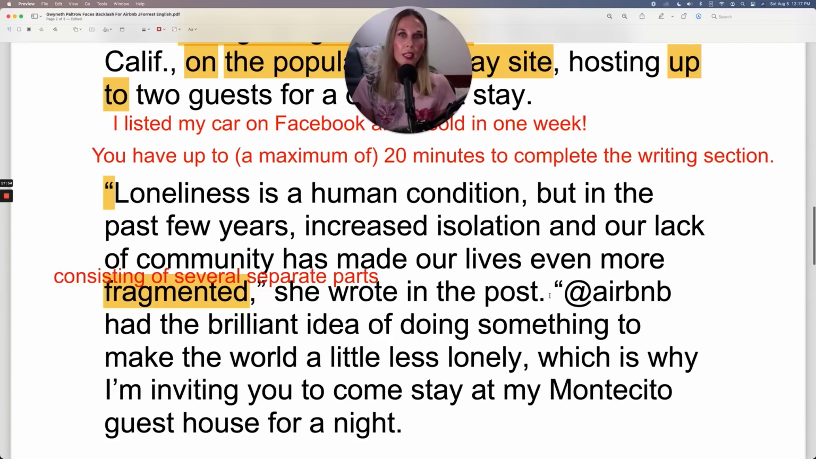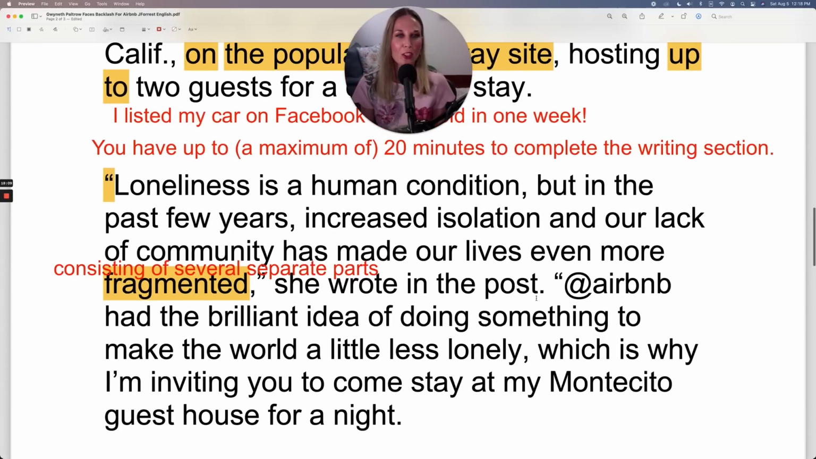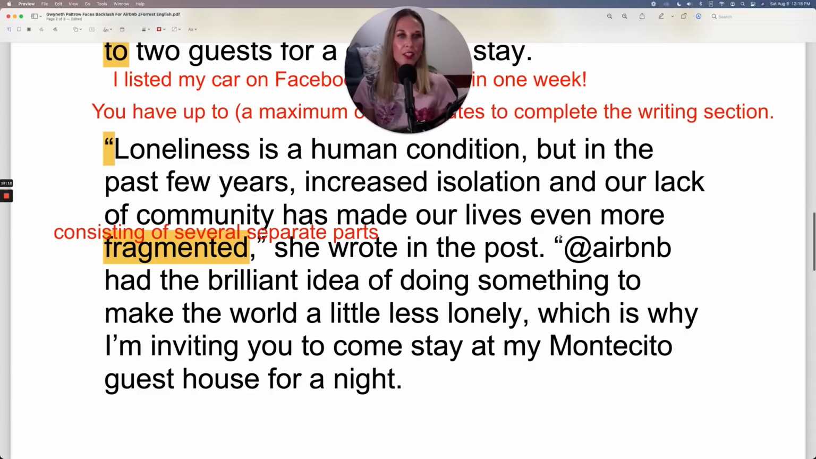She wrote in the post. So remember, this is quoting, and the she is Gwyneth Paltrow. So these are the words that she said, but it sounds like she wrote it in a post. So she didn't actually say them out loud. She wrote them in the post. And then she goes on because there's another quotation mark. So I know she's continuing. Now, this was in the post. So she put at Airbnb. So Airbnb was tagged in the post.